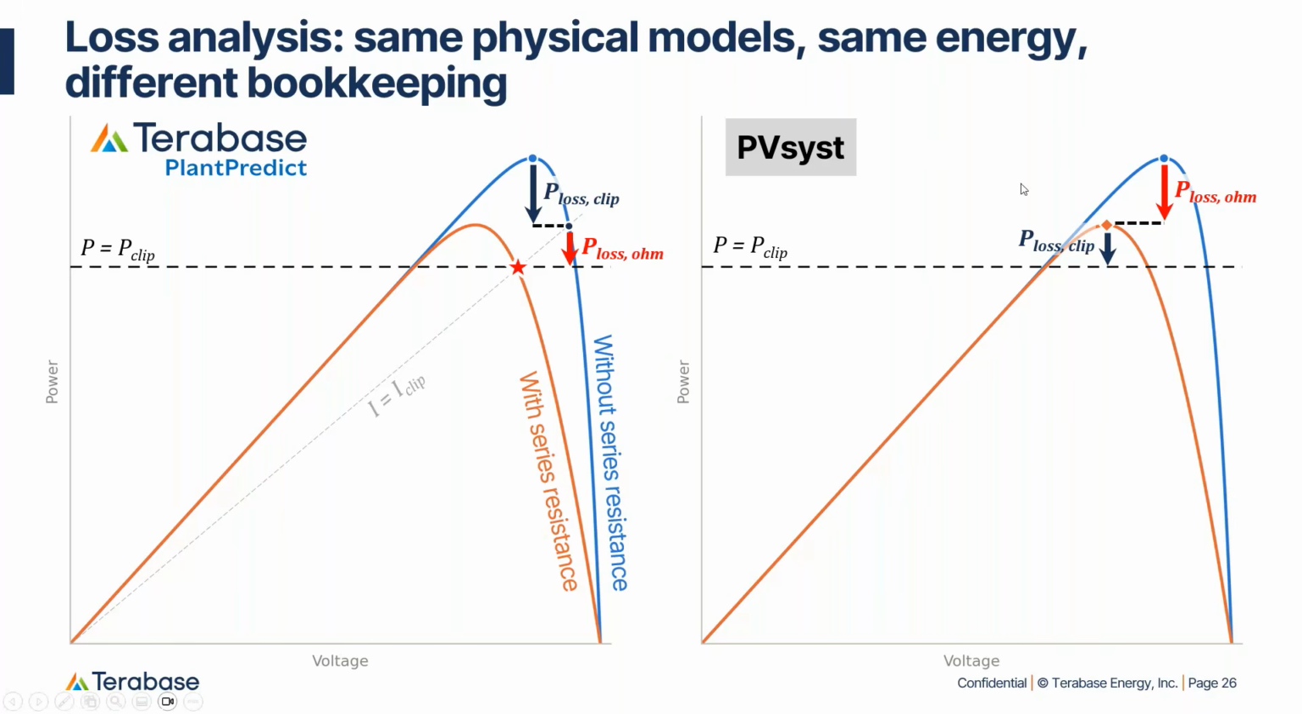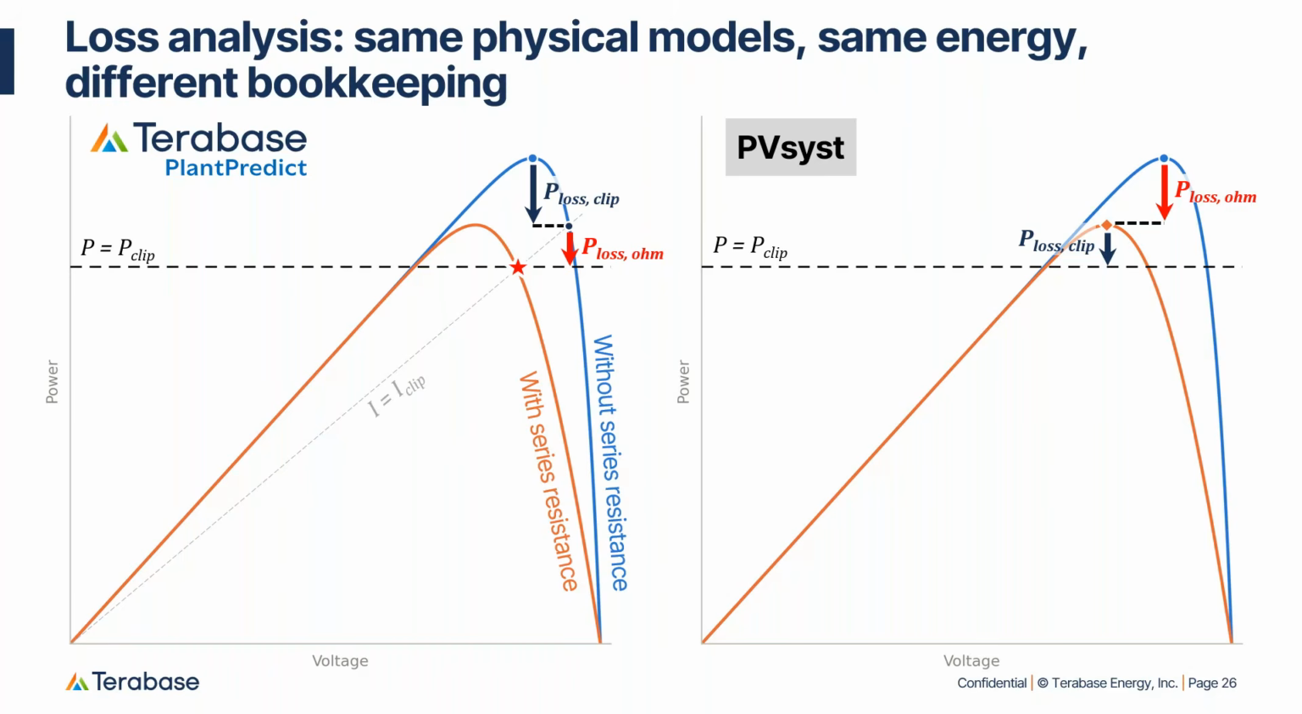And one case where this happens is going from your curve without series resistance, your power without series resistance, and adding DC side wiring losses, series resistance losses, and clipping losses. And because PlantPredict and PVsyst do not do these in the same order.